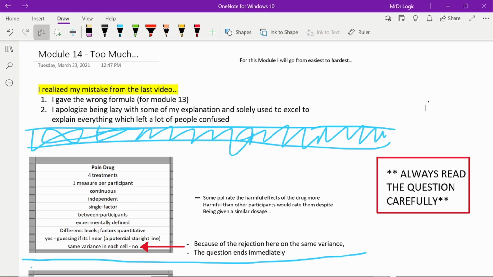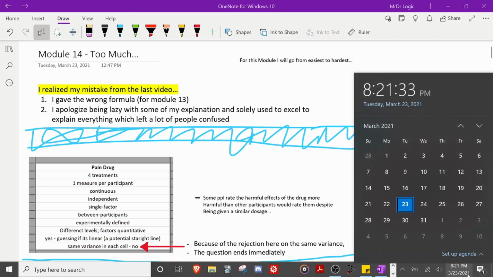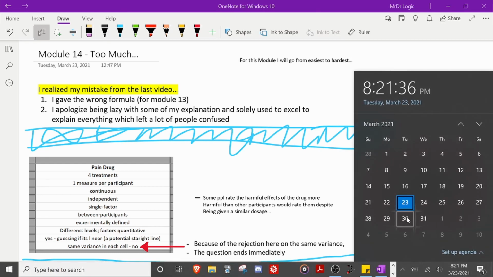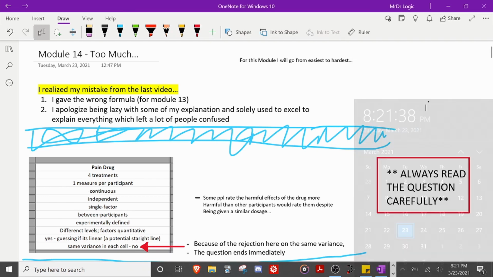So I'm going to take the time to do Module 14 and probably release it a little earlier than expected, because the test is coming around the 30th. It's around here. Oh wow, literally within a week. So yeah.